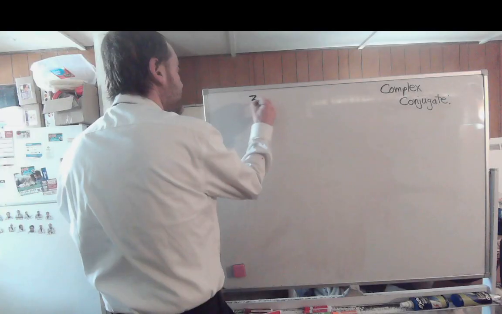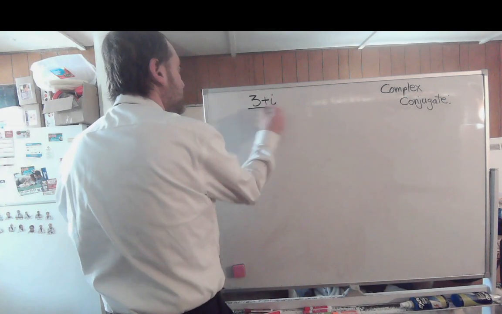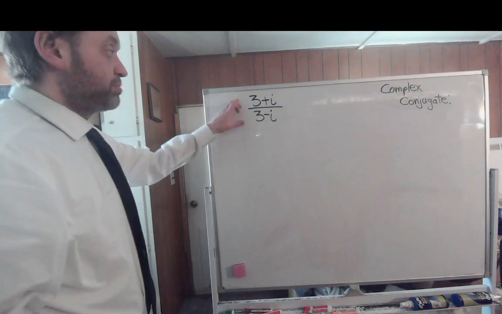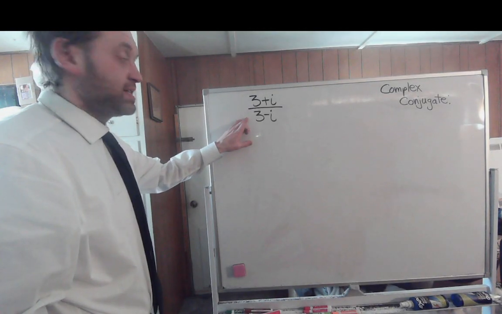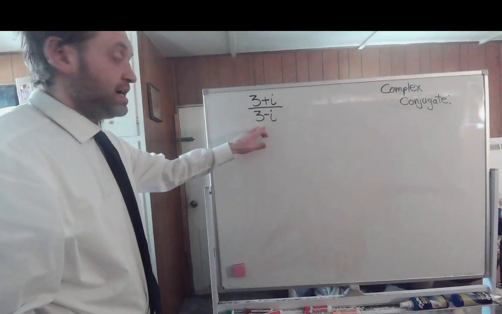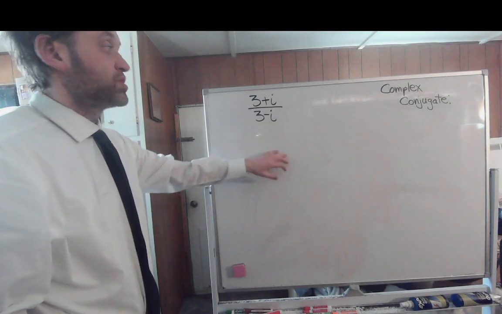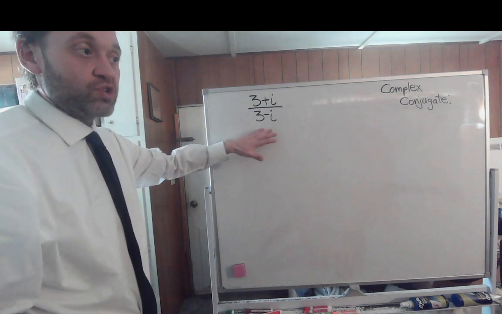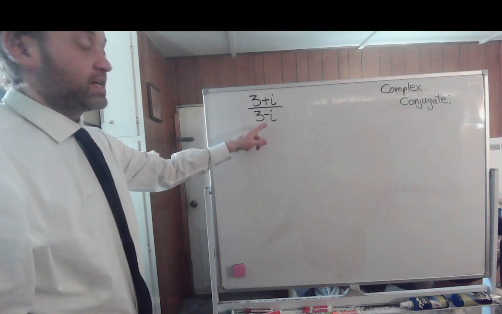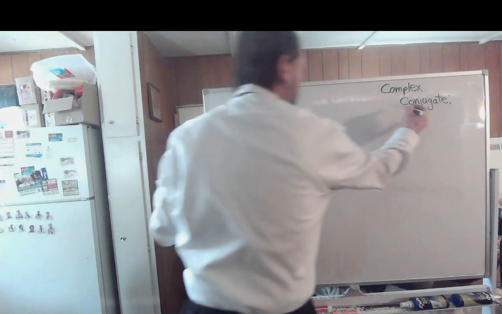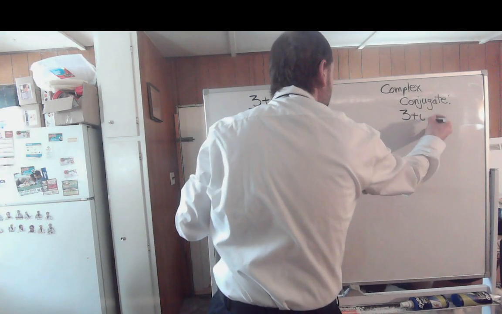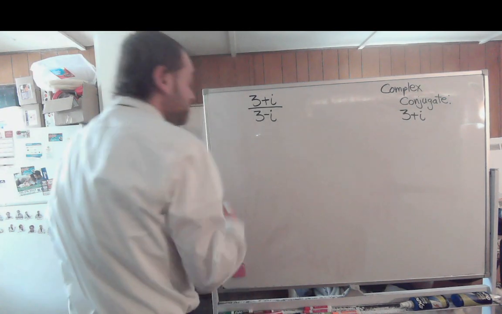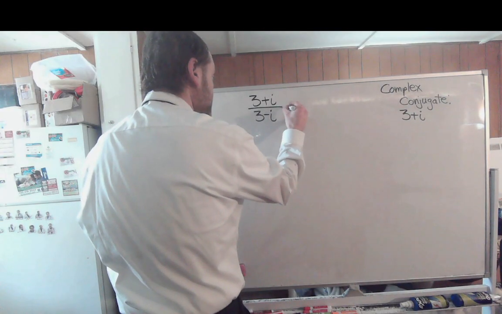Alright, so let's see. We have 3 plus i divided by 3 minus i. In the denominator being 3 minus i, we need to multiply both numerator and denominator by the complex conjugate in order to rationalize the denominator. The complex conjugate of 3 minus i would be 3 plus i. So now proceed to multiply the numerator and denominator by 3 plus i.